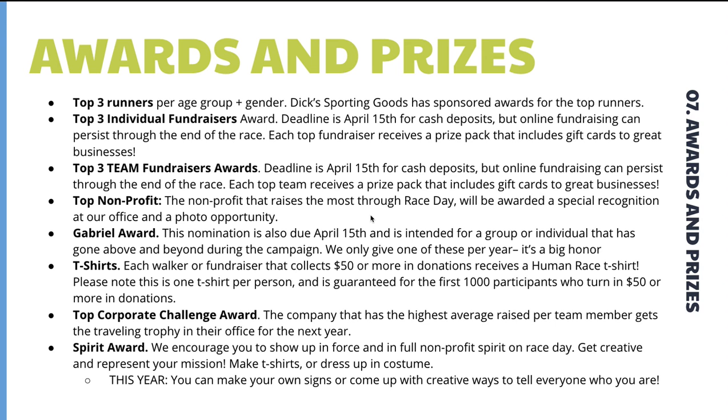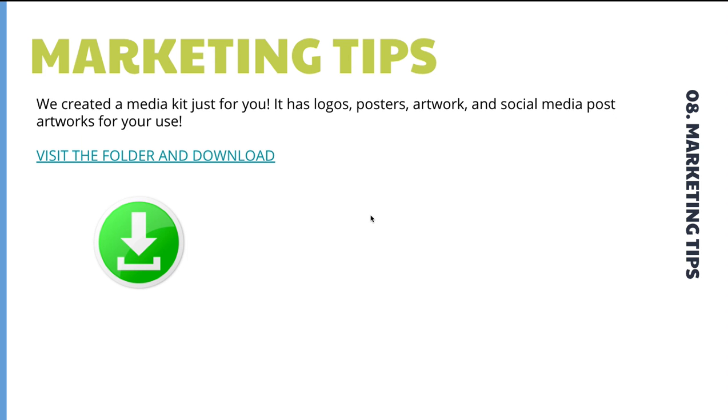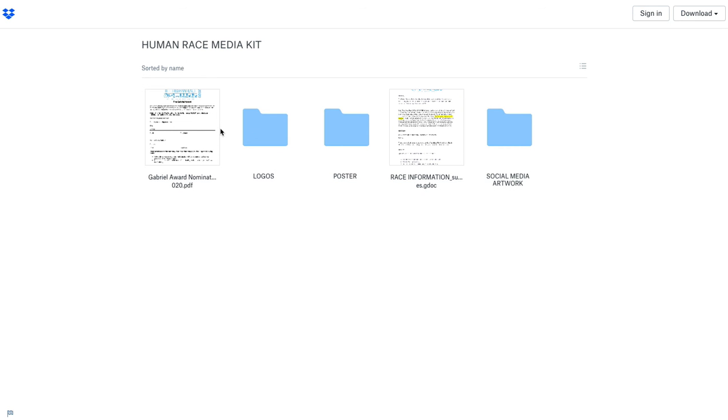I'll let you read through some of the awards and prizes as well as the marketing tips section. This is your media kit folder. I'm going to continue to add things to this all the time. It's a Dropbox folder. It's really easy for you to access logos and artwork. So all you need to do is click that link or click that button, and it's going to take you to the Dropbox folder. So here's the Gabriel Award.